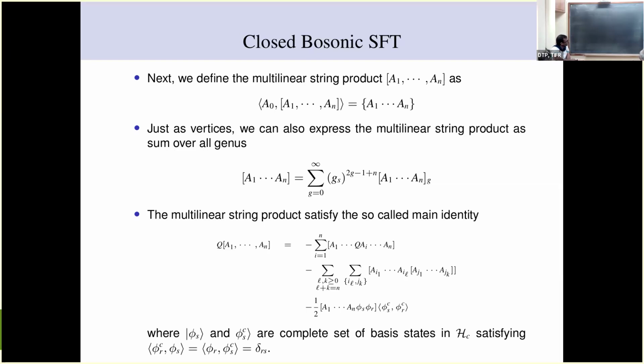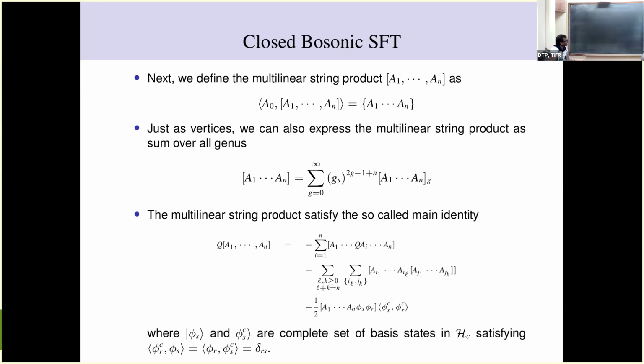Then for the second term, you have this set A1 to An that you partition into two subsets. One contains L elements and the other contains K elements, AI1 to AIL and J1 to JK. Then you have these partitions with these two square brackets. In the third term, we have these basis states phi S, phi R, and we also define these conjugate basis states phi SC, which are defined by this property.